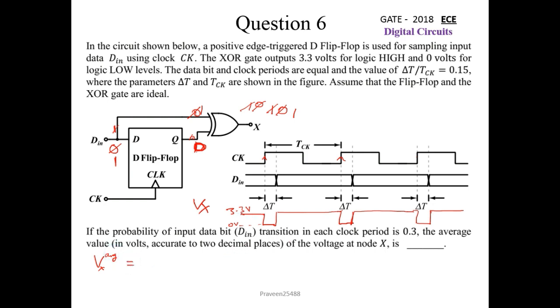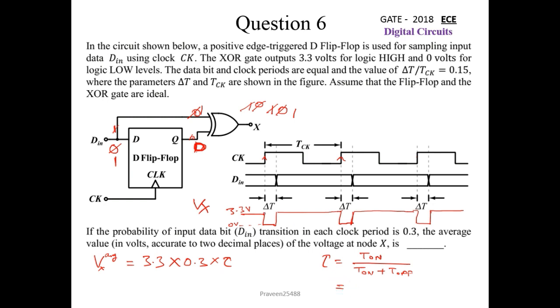So here it is, our output for I is 3.3 volt, multiplied with the transition probability given as 0.3. So this will multiply with the duty cycle of our waveform. The duty cycle, as we know, is given as on time upon total time, t on plus t off, for this waveform.